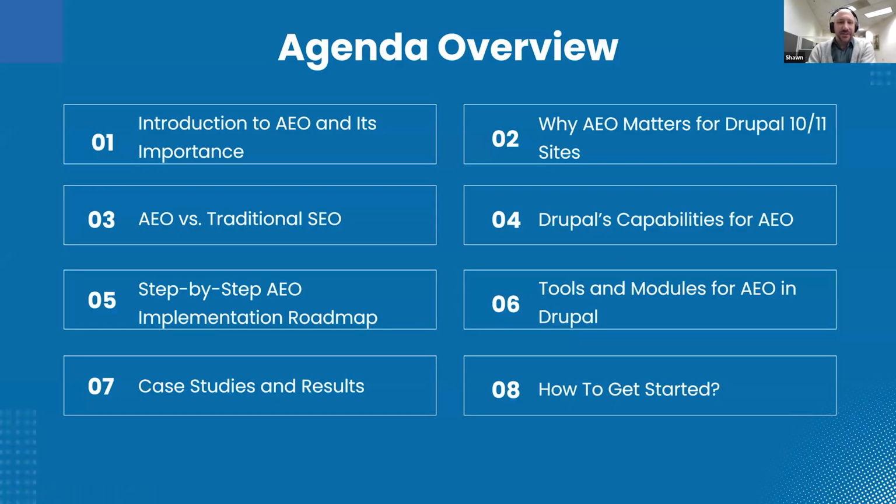The agenda for this call, we're going to be reviewing AEO. To start, we're going to look at the introduction and why it is important. Then we're going to look at why AEO matters for Drupal 10 and 11 sites. We're also going to compare AEO versus traditional SEO. And then we're going to look at Drupal's compatibilities for AEO, look at the step-by-step AEO implementation roadmap, the tools and modules for AEO in Drupal that are available. We'll review some case studies and results. And finally, we'll wrap up with how to get started with AEO.